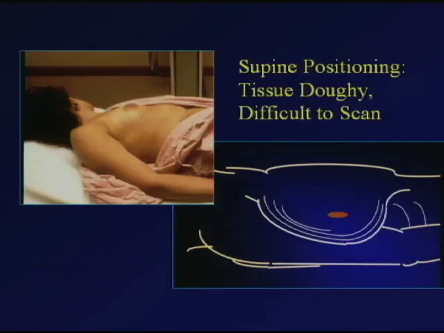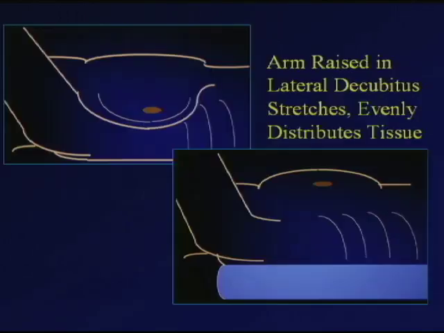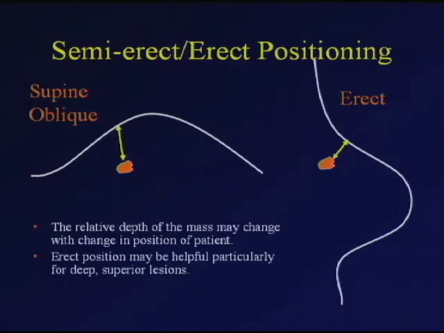And we see this patient lying supine with her arm down at her side. If we were to scan this breast, we would find it very doughy and somewhat difficult to scan around. On the other hand, you raise that arm up and roll her over a little bit, and it stretches the tissue out and makes it a much firmer sort of platform to perform your ultrasound on.